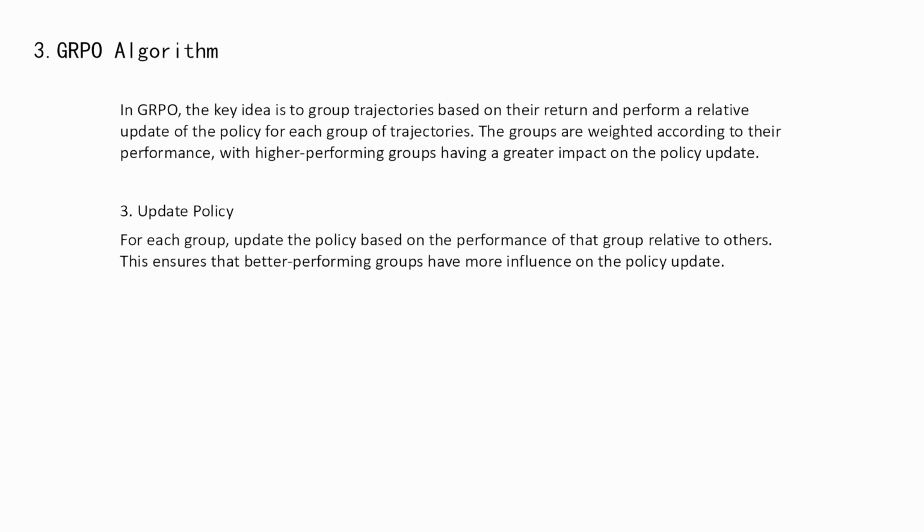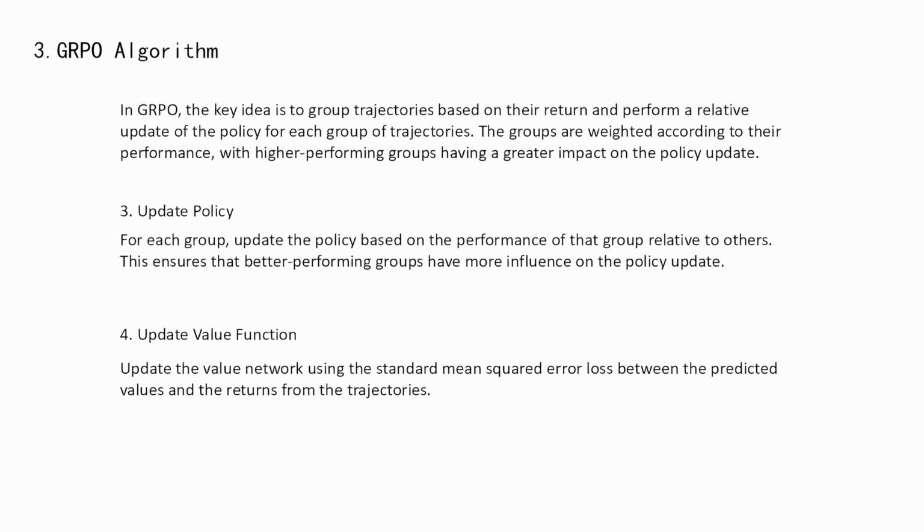3. Update policy. For each group, update the policy based on the performance of that group relative to others. This ensures that better performing groups have more influence on the policy update. 4. Update value function. Update the value network using the standard mean squared error loss between the predicted values and the returns from the trajectories.